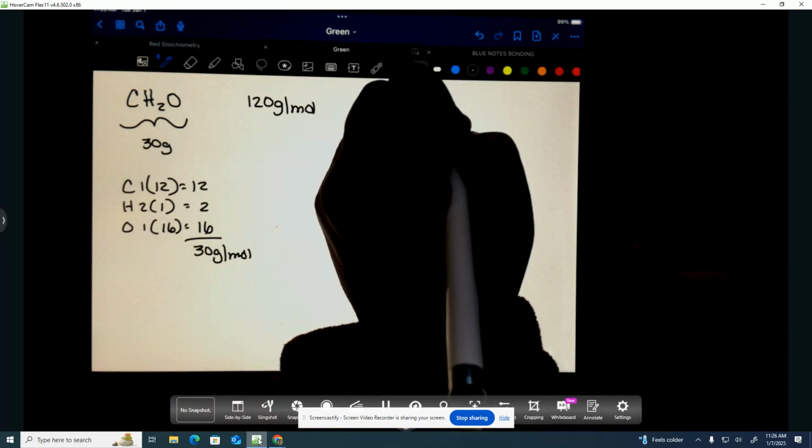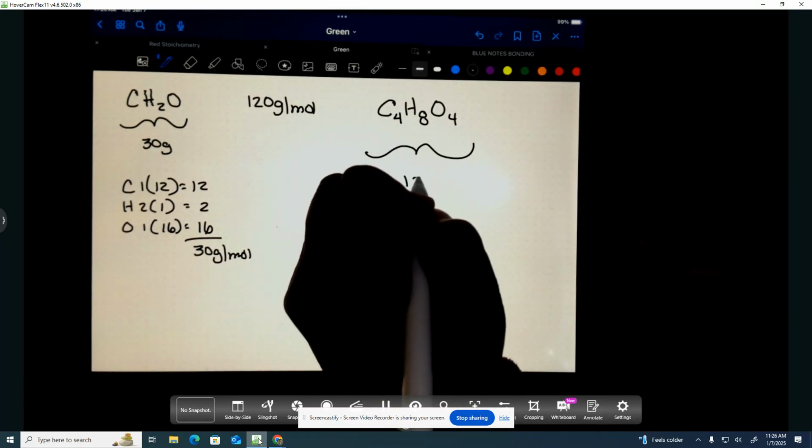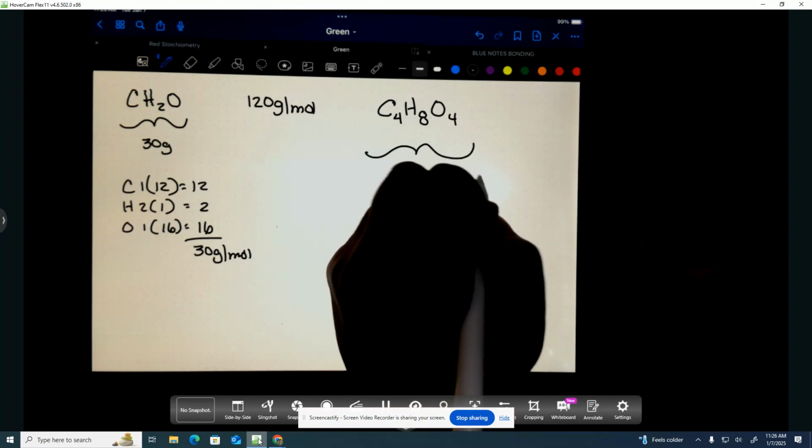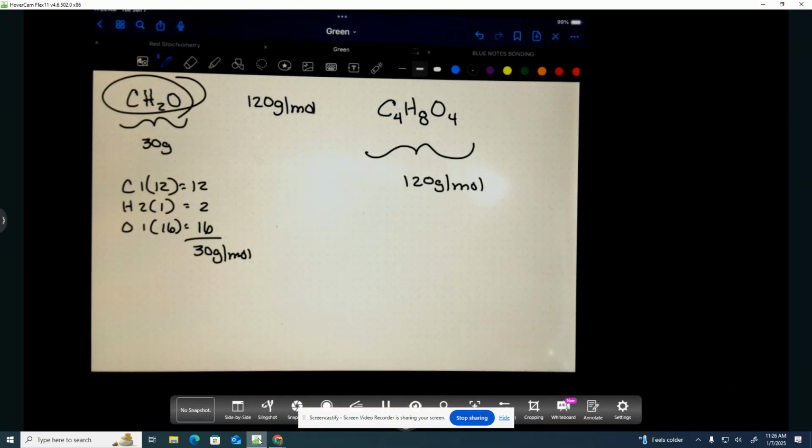And then oxygen, instead of having 1, you would have 4. So this would weigh 120 grams per mole and still have the same empirical formula as that. The empirical formula is the lowest whole number ratio.